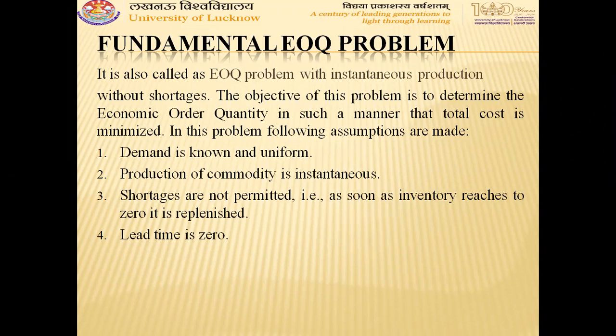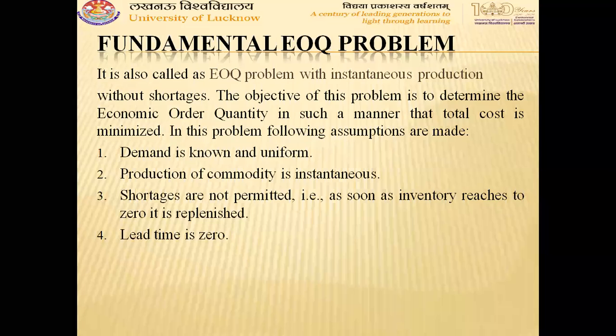Number two, production of commodities is instantaneous. That means the product is purchased from outside. Third assumption is shortages are not permitted. That means as soon as inventory reaches zero, a new order is placed and that will be available upon placing the order. The fourth assumption is that lead time is zero.